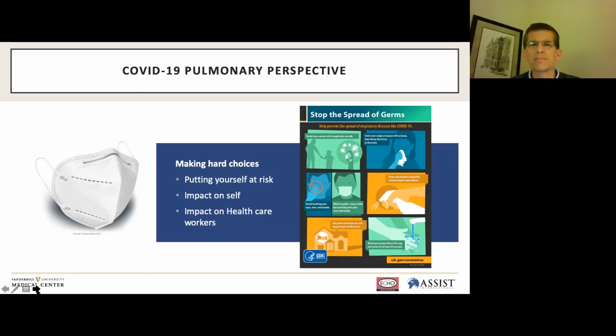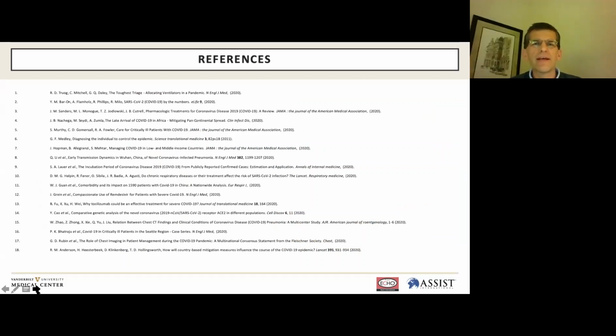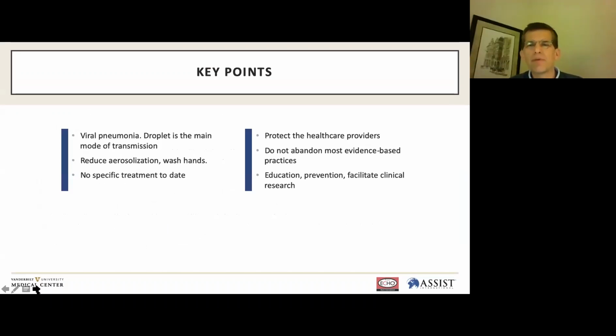Next slide, please. And next slide again. The key points I want to reiterate and emphasize is that we are dealing, in the pulmonary community, with a problem we know well. It's a viral pneumonia, yet this one is particularly deadly when we have high-risk individuals with comorbidities. Droplet is the main mode of transmission, and we need to avoid it. We need to reduce aerosolization, wash our hands. And to date, humbly saying, there's no specific treatment available.